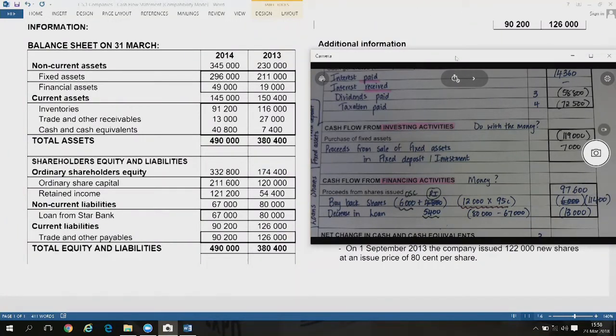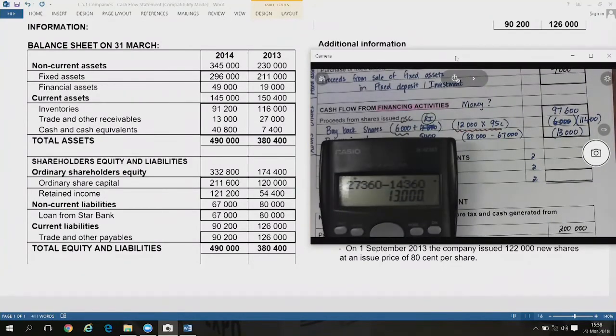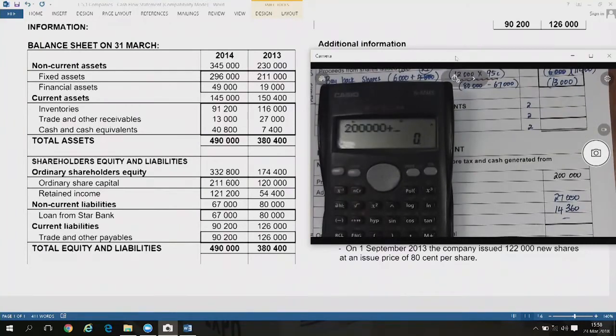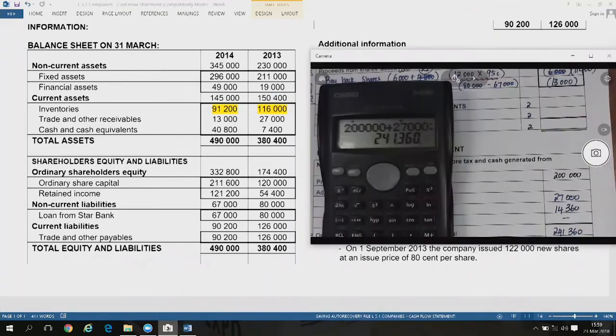Okay, I think we must finish note number 1. What do we need? We must calculate. So we say 200,000 plus 27,000 plus 14,360. That gives us 241,360. Okay, you go to inventories and you just compare those two amounts with each other, and that gives you a decrease or an increase in inventories.